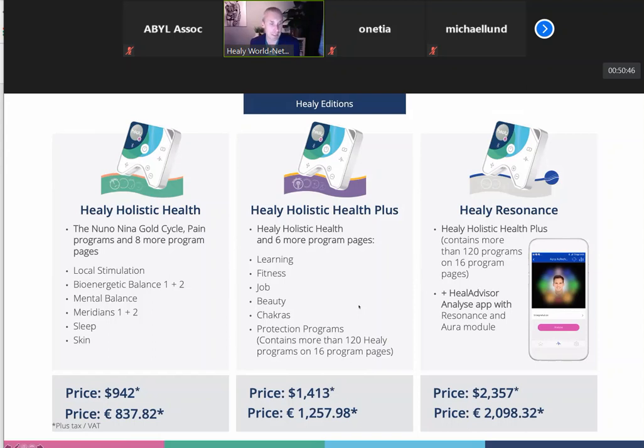$942 plus tax. If you also want the holistic lifestyle programs like learning, fitness, job, beauty, chakras, protection, then go for the Holistic Health Plus for $1,413 plus tax. These first 3 versions only work with the treatment app and only work with electrodes. If you want, you can add an extra subscription like digital nutrition to it, so you have another 120 extra programs with nutrition in a digital way.